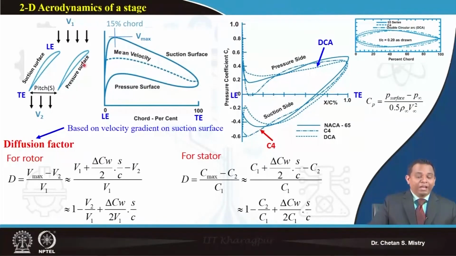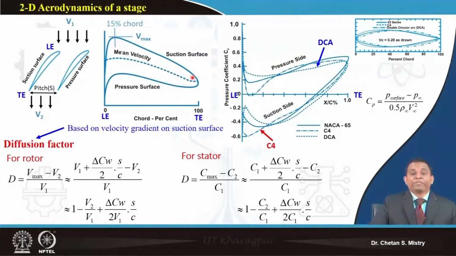Okay. In line with that, let us see what is happening on our pressure surface. Here, for the pressure surface, we have initial acceleration. You can see in this particular region we have acceleration of my flow, and after that there is deceleration of flow on my pressure surface. Okay. So, too much acceleration happens on my suction surface, and a small acceleration happens on my pressure surface. Okay.